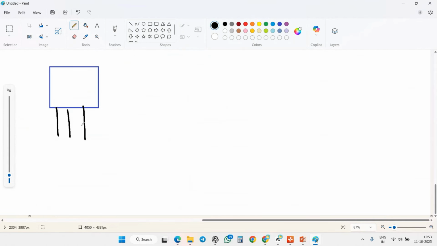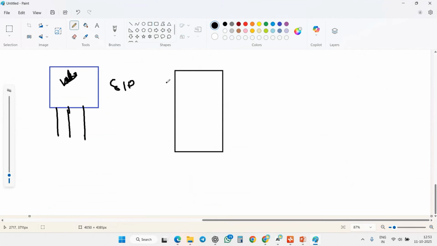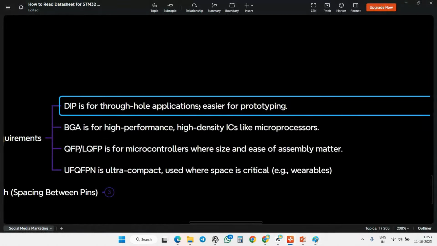If you are having pins like this, if you are seeing a voltage regulator or some sensor which is having pins like this, this is the chip and this is how the pins will be. This is called a SIP. If you are having very few pins, or high pins but not too many, some average number of pins, you can use the DIP package. Okay, it is easy and it is through hole, easy for prototyping.